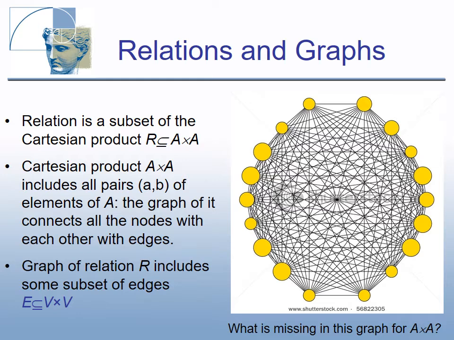Look at the graph shown here. What is missing in this graph for A times A? I'll give you a few seconds to think. Recall the previous slide. Correct. Self-loops for all vertices are missing. The graph of a relation R includes some subset of edges E belonging to the Cartesian product of the set of vertices.